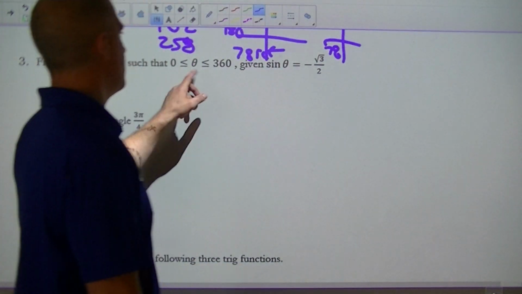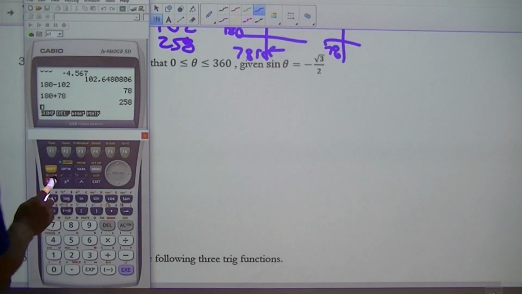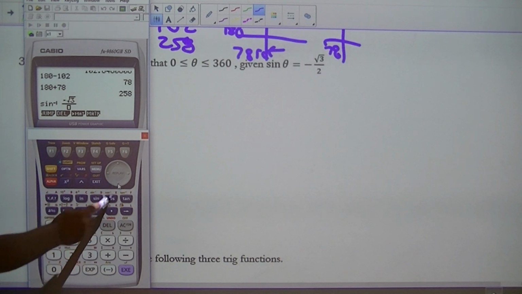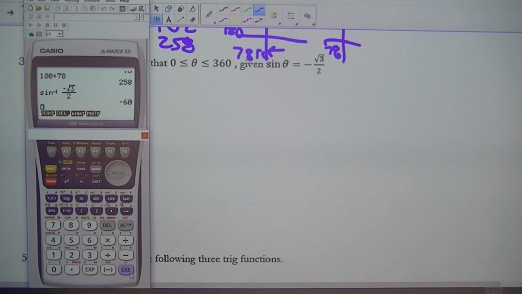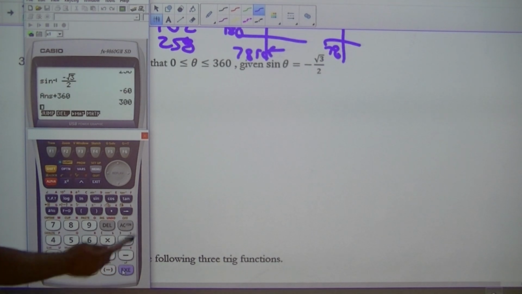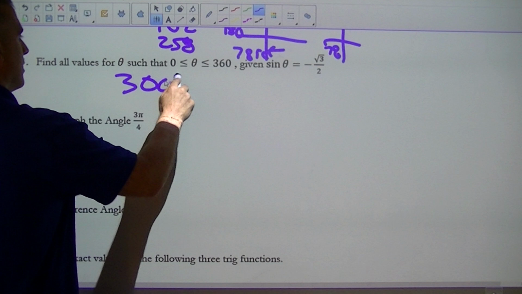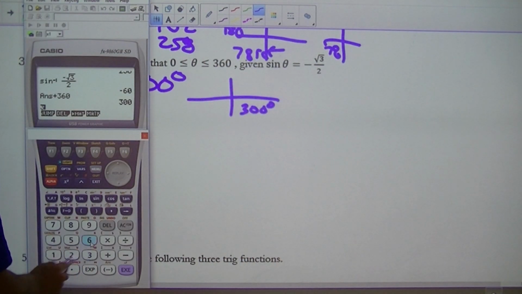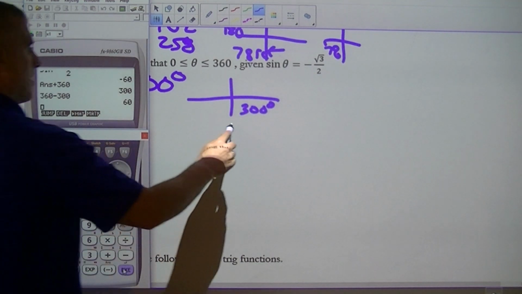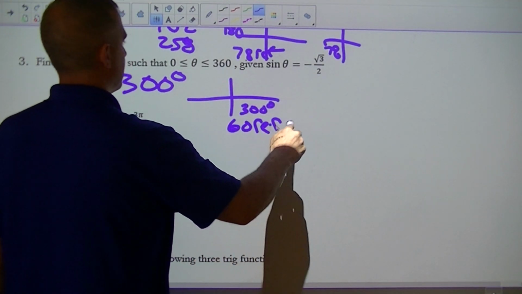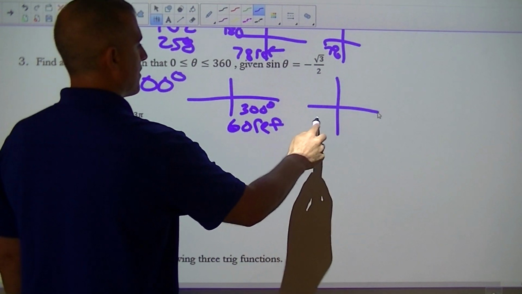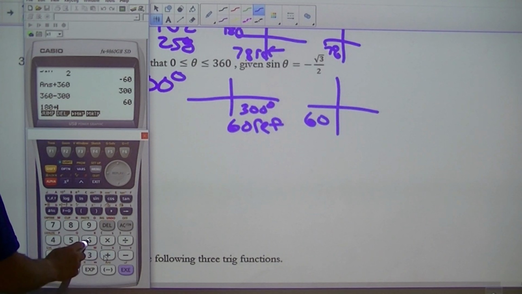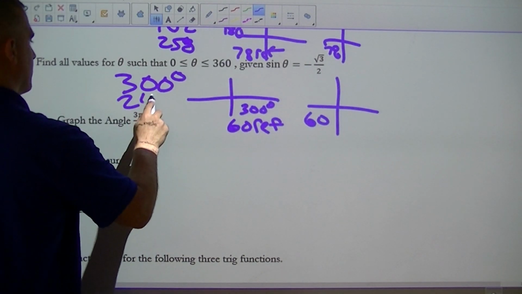Okay, moving on here. Inverse sine of negative square root of 3 over 2. That's negative 60. I want to add 360, so that would be 300 degrees. Okay, 300 degrees would be down here. I would compare to 360. So the reference angle is 60. All right, where is sine negative? The other part where sine would be negative would be down in that quadrant. So that would be 180 plus 60. So that one works as 240.